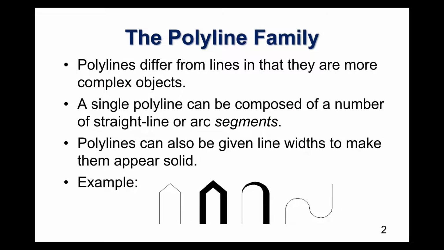What is a polyline? Polylines differ from lines in that they are more complex objects. A single polyline can be composed of a number of straight line or arc segments. And polylines can also be given line width to make them appear solid, just like these examples.